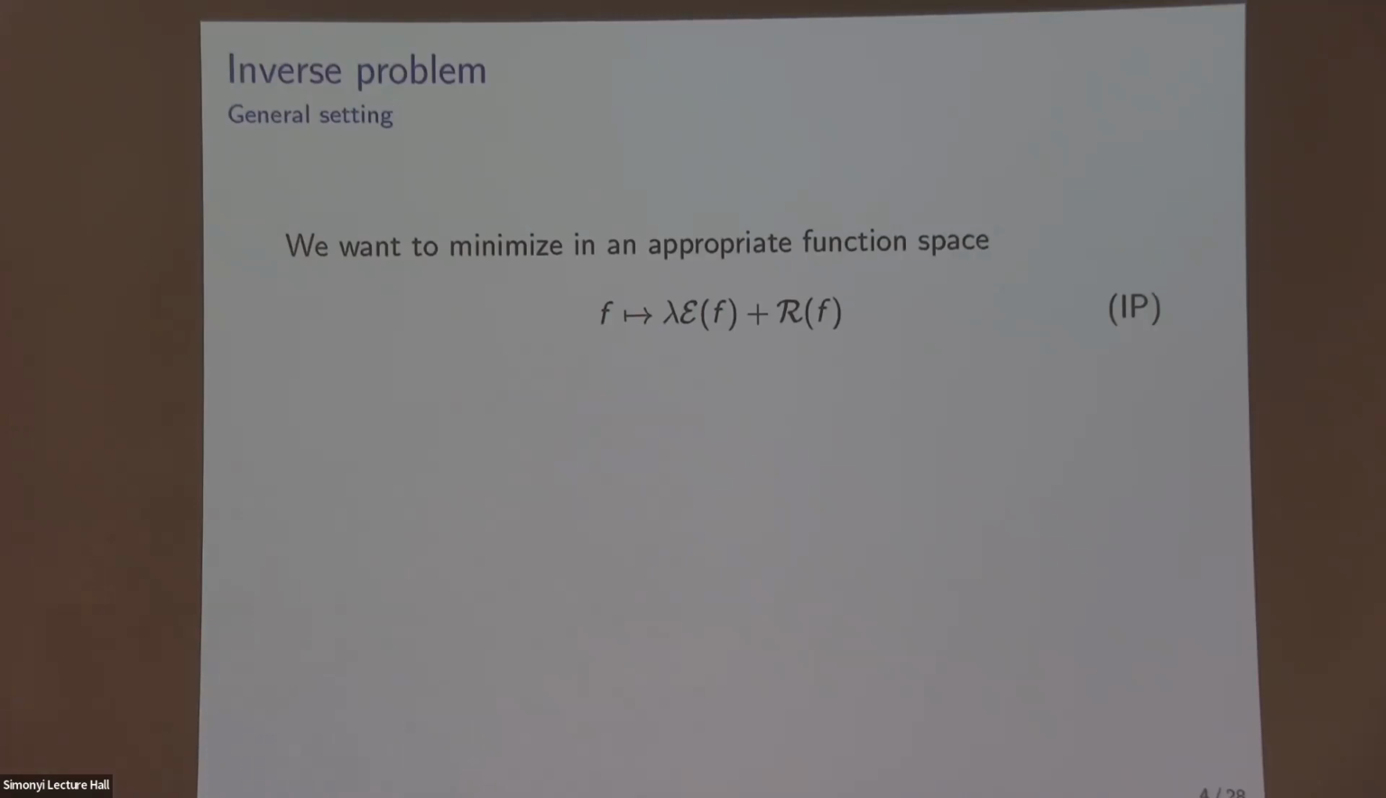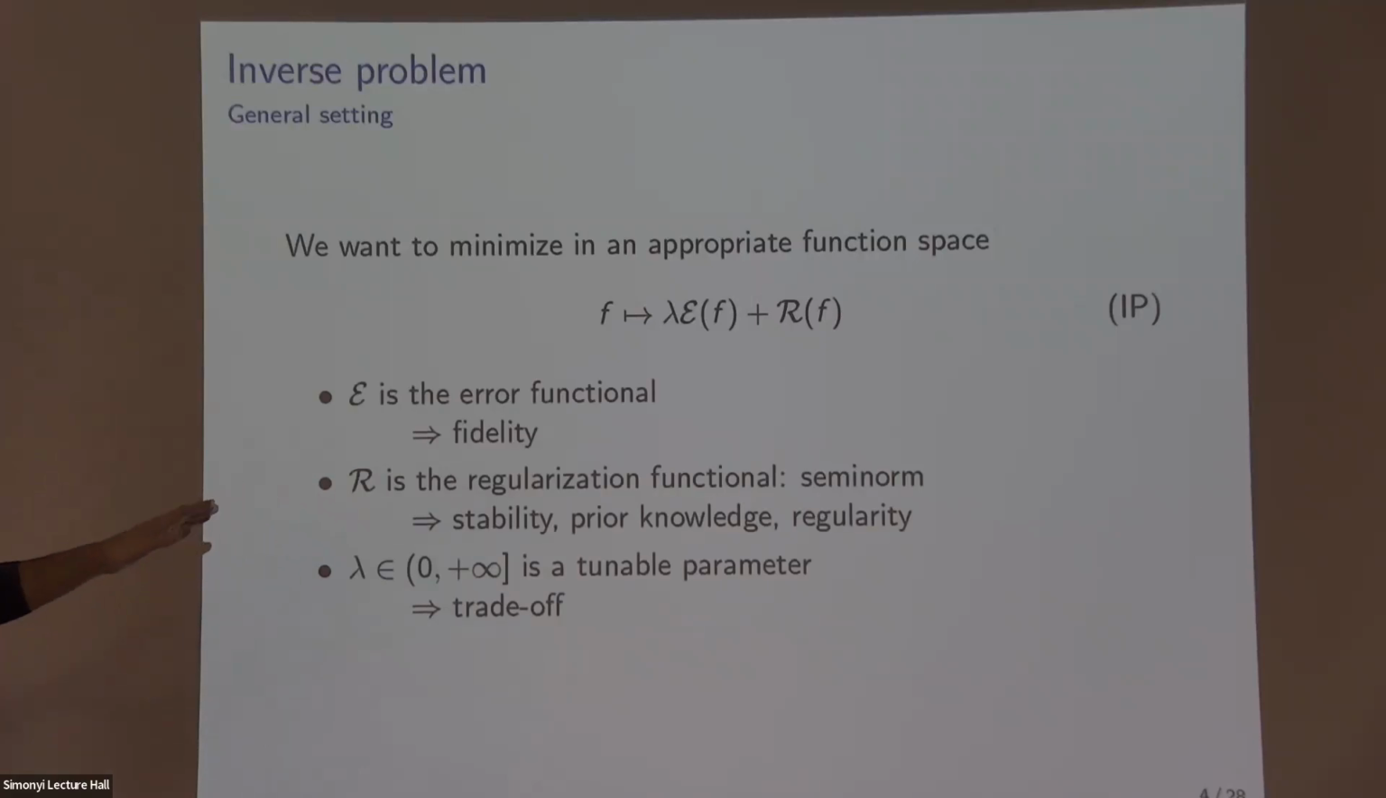So put in mathematical terms, you can maybe put it in the continuous operator framework. So the problem becomes a problem of minimization. Over an appropriate function space, you want to minimize this functional. And here there are more terms. The first is the error functional. It's the one that keeps your guess close to the data that you have observed. So you don't want to have much discrepancy with the data that you already had.